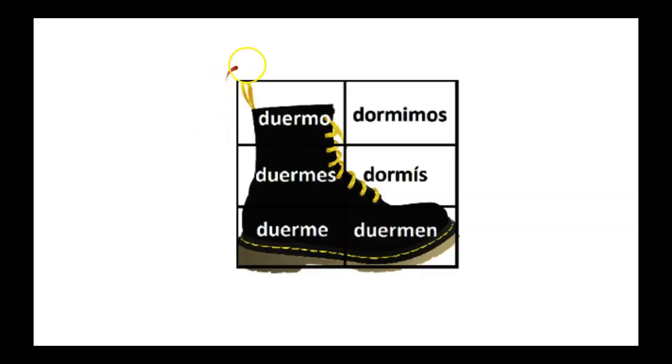Okay, so we have been talking about this idea here of the boot verb. We have dormir, to sleep. Yo duermo, tú duermes. Él, ella, usted duerme. Nosotros dormimos. Vosotros dormís. Ellos, ellas, ustedes duermen.